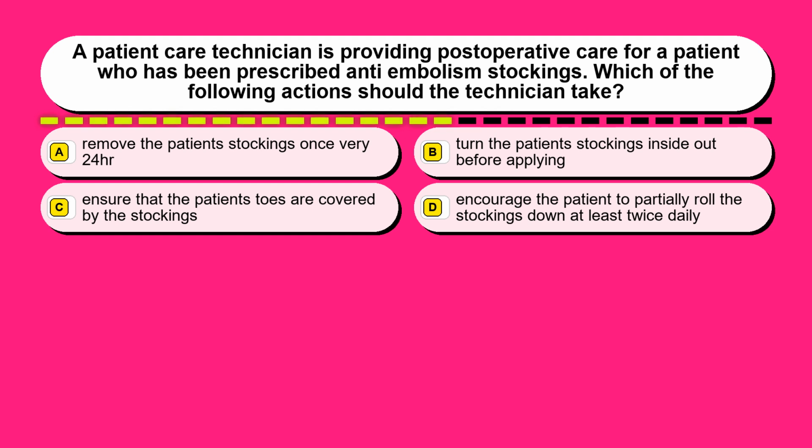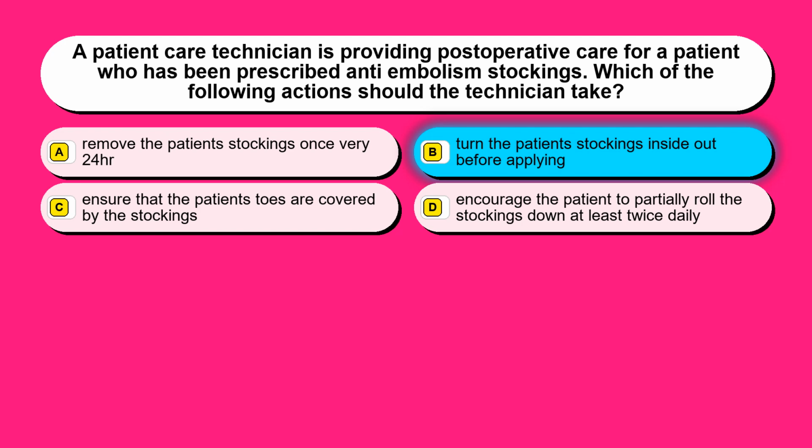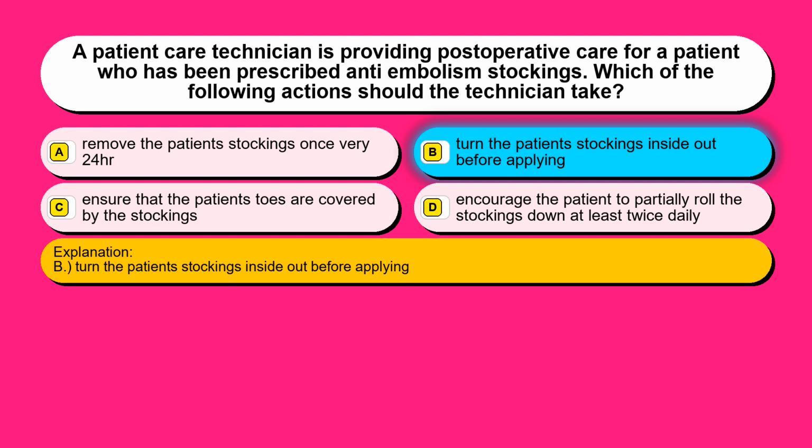Option A, remove the patient's stockings once every 24 hours. Option B, turn the patient's stockings inside out before applying. Option C, ensure that the patient's toes are covered by the stockings. Option D, encourage the patient to partially roll the stockings down at least twice daily. The correct answer is option B, turn the patient's stockings inside out before applying.